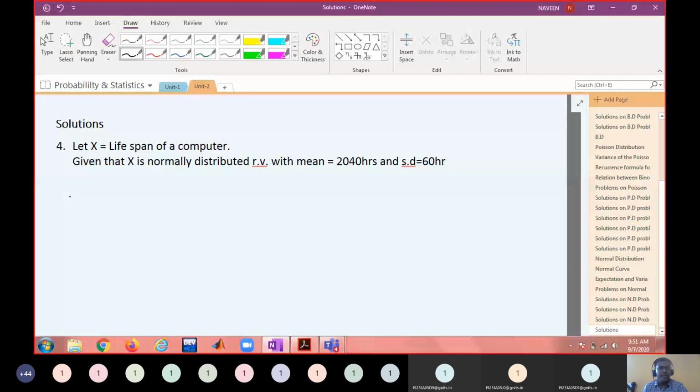To find out the probability, we have to standardize the normal random variable. We transform this normal random variable to a standard normal random variable, find the standard scores corresponding to the given X values, and then use the distribution table to find those normal probabilities.